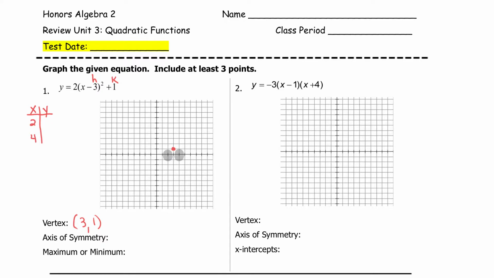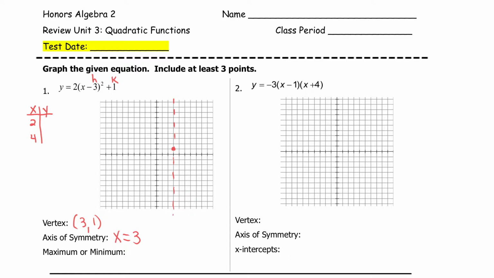Now these are going to be symmetrical points about your axis of symmetry. Remember, your axis of symmetry is the line of symmetry, so it's always going to go through your vertex. It's always going to be x equals whatever your h value is. So my h value is 3. So I'm going to pick those values on either side, 2 and 4. And let's go ahead and plug those in.